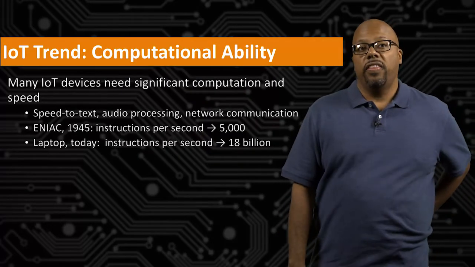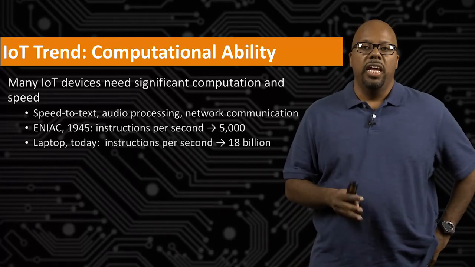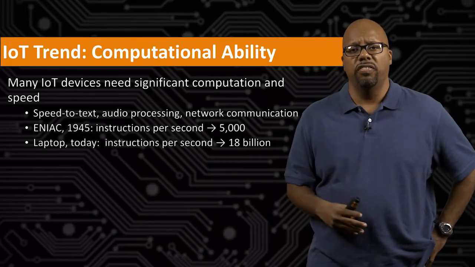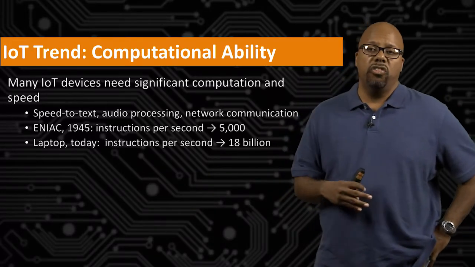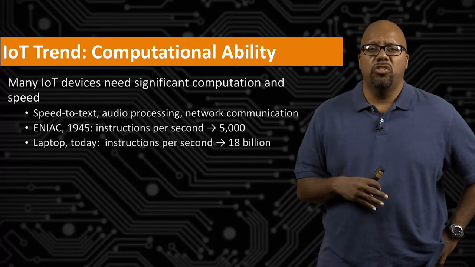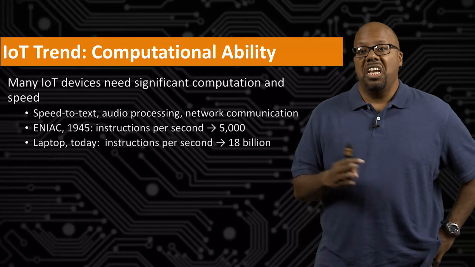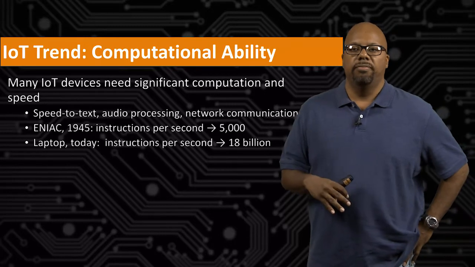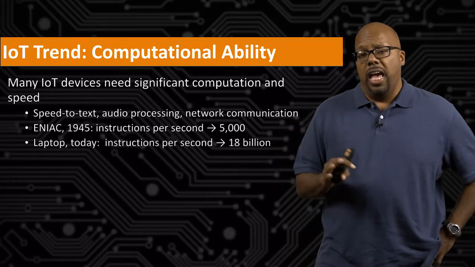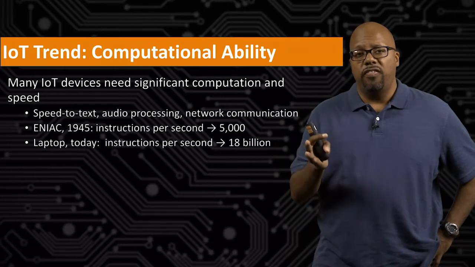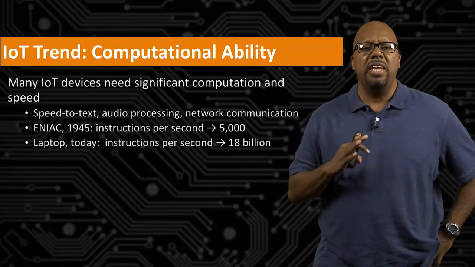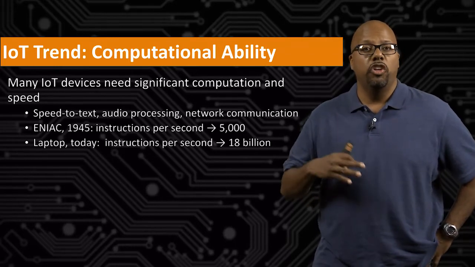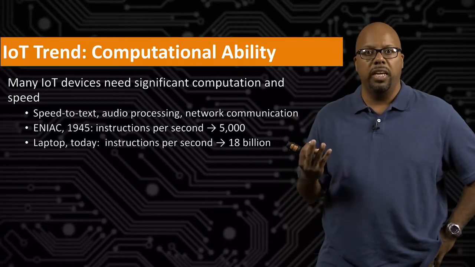Now, another big trend that makes IoT possible is that computational ability has grown dramatically since, say, 1945. That ENIAC that you saw got approximately 5,000 instructions per second. Now, a standard laptop gets 18 billion. This is plus or minus, but 18 billion, easy. That's a dramatic improvement. And what that gives you is the ability to implement a lot more features. There are many things that you couldn't have dreamed of doing back in 1945 that you can now handle, because you have so many more computations to play with in a unit of time.